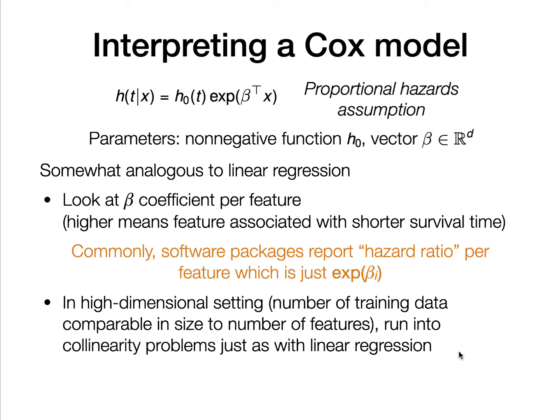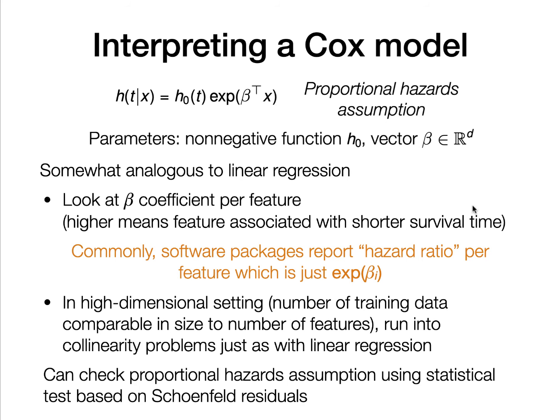Unlike standard linear regression, of course, we're looking at a hazard function here, and there is a standard statistical test based on what are called Schoenfeld residuals that you can use to check whether the proportional hazards assumption reasonably holds for your data set. So that's what I'll say about interpreting a Cox model.